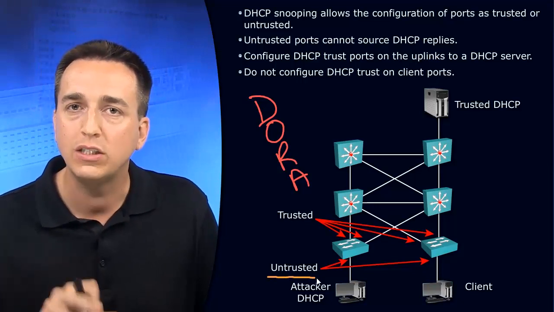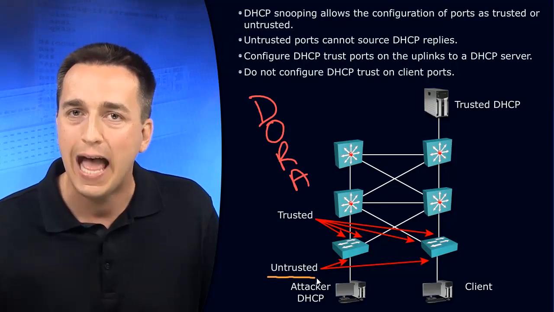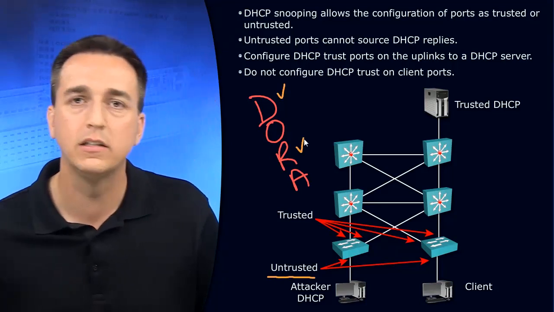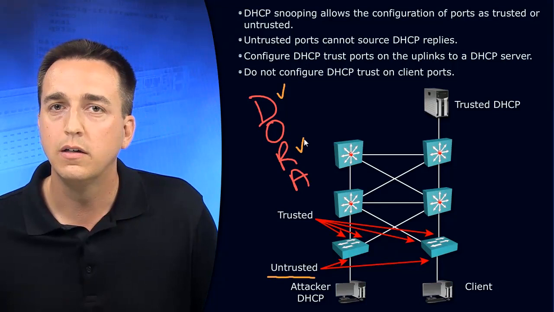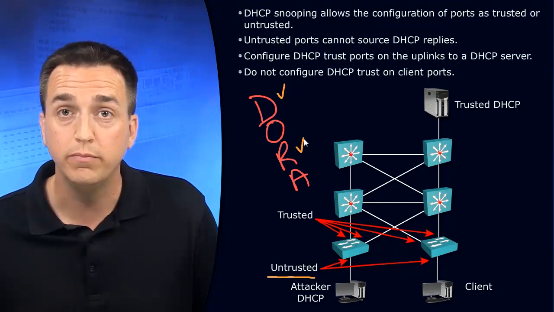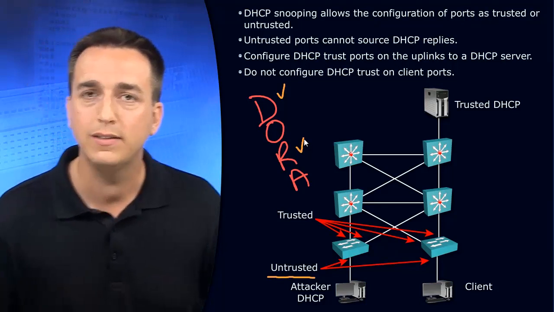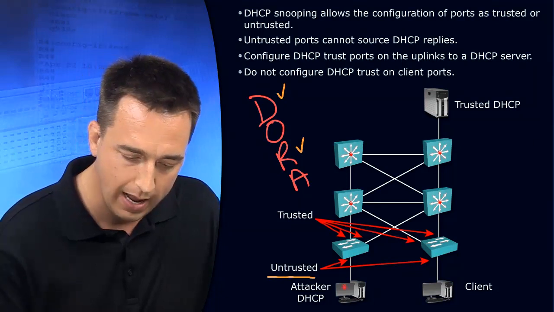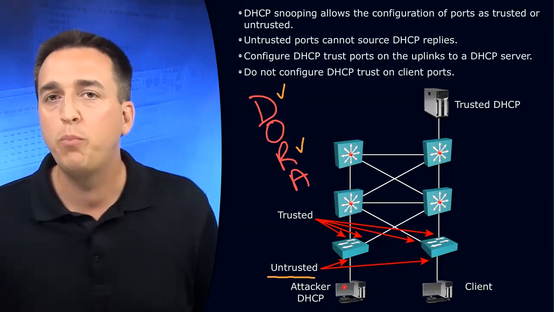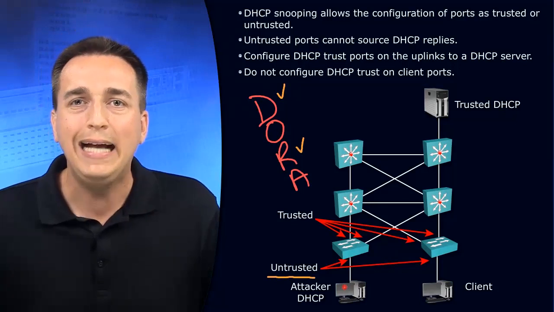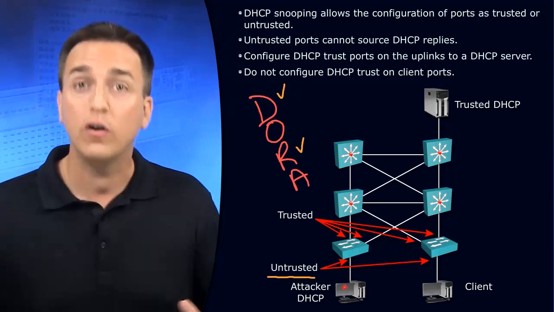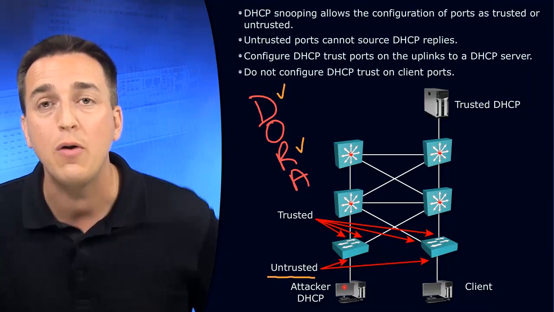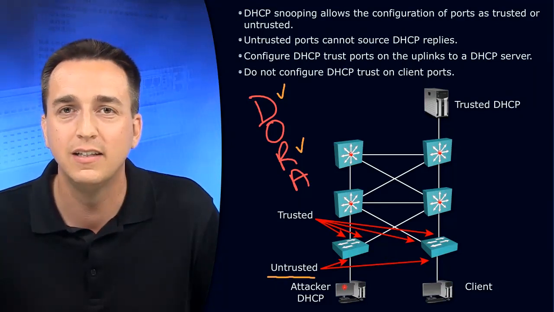However, untrusted ports only allow inbound discovers and requests. That is good. That's what we want. Because here's the deal. When we have our attacker down here, way down here, if the port they're connected to is untrusted, it means that when they send an offer message, it's not going to get through. Because offer messages are not allowed inbound on untrusted interfaces.